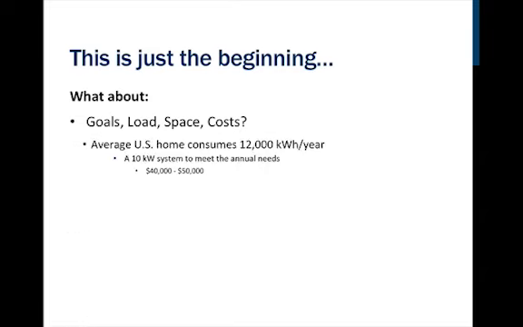What you want to do, the load of the home, how much you consume on an annual basis, space, how much space you have available up on a roof or in your backyard, and then how much it costs is going to determine what size of system you're going to end up with.